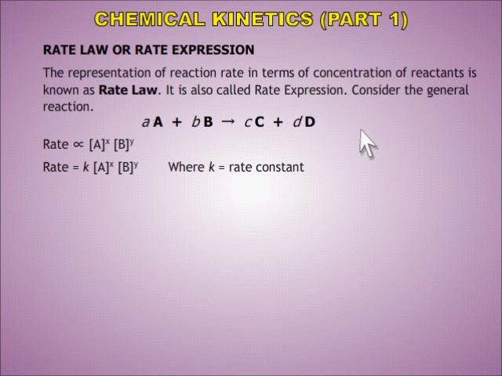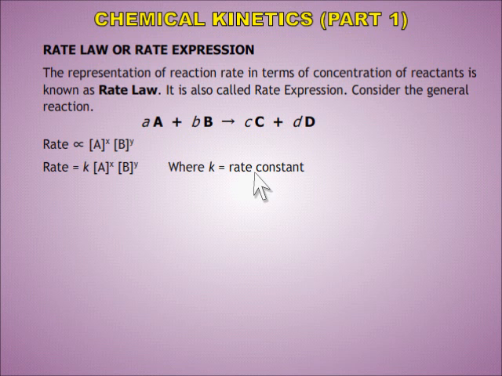The rate law. Now, one thing is for sure, that the rate is proportional to the concentration of the reactants. However, we cannot write the rate law expression just by looking at the chemical reaction. The rate law should be determined experimentally, because the values of x and y may or may not be equal to the stoichiometric coefficients a and b. This k is called the rate constant.